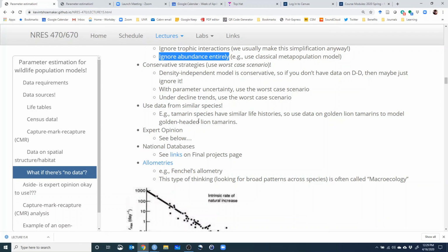And maybe the worst case scenario is still okay. Maybe it still falls within reasonable bounds where we're able to be satisfied that the population's not at severe risk of extinction. And if it's not at severe risk of extinction in the worst case scenario, then clearly it's not at risk of extinction in better case scenarios. So this can be a good strategy when we don't have enough data. For example, a density independent model is often conservative. That is, if you do not include density dependence in your model, it's often conservative.